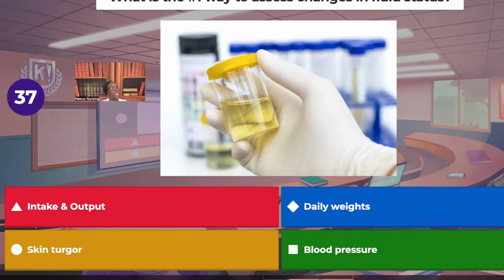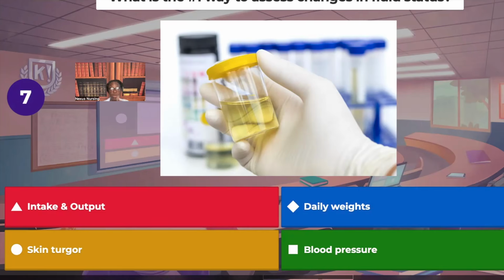So let's say your patient has a condition such as congestive heart failure, or diabetes insipidus, or SIADH, whatever. They have a condition where you really have to monitor and pay attention to the changes in that patient's fluid status. What is the number one way to assess a patient's fluid status? Would it be I&O? Would it be daily weights? Would it be skin turgor? Or would it be blood pressure?